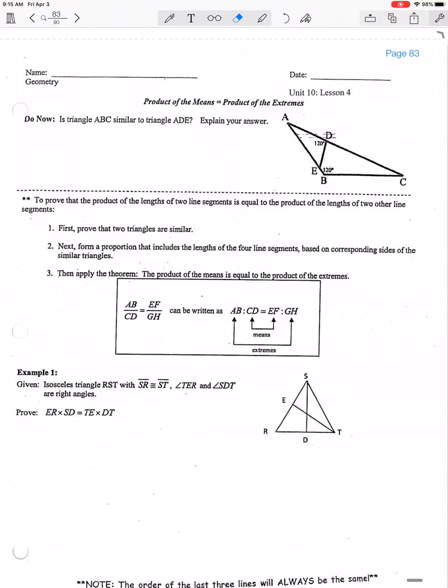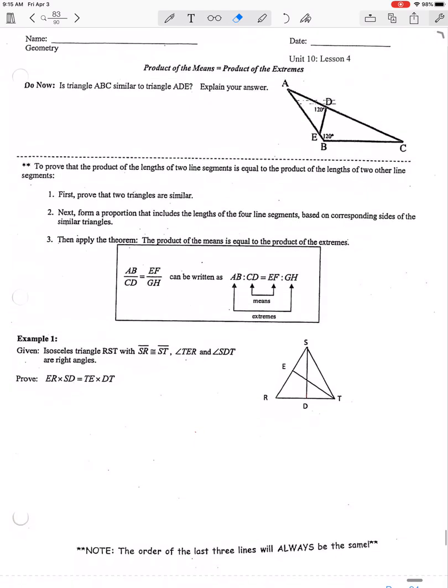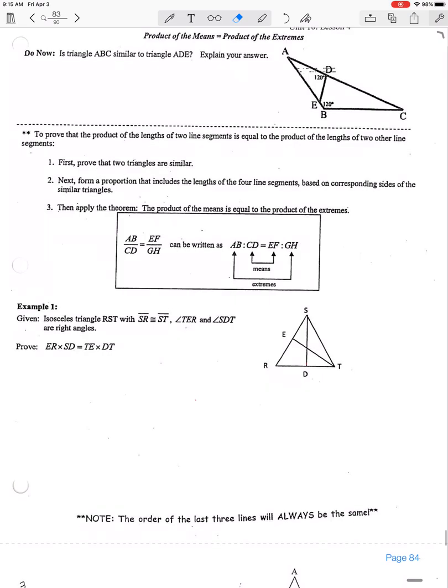Today we're going to be talking about product of the means equals the product of the extremes. Now really this is just adding on to proving similar triangles that we've already done. So this should be a relatively short lesson. So let's take a look at the example.